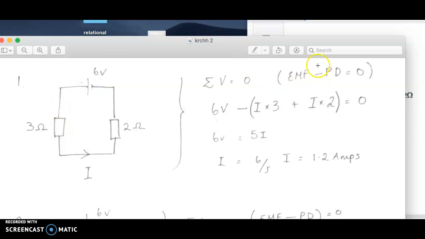I'm going to start here and move with conventional current this way. So let's have a look at the EMFs. There is only one EMF in the entire loop. So therefore that EMF has a value of 6 volts. Let's have a look at the potential differences. Again, using conventional current, we're going to come to the first resistance. What is the potential difference across here?